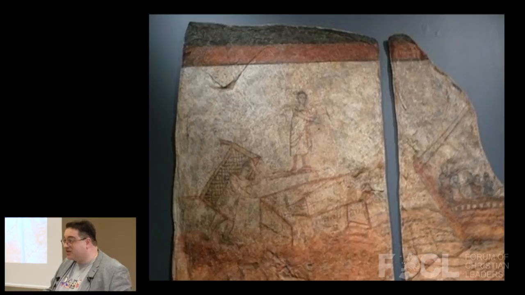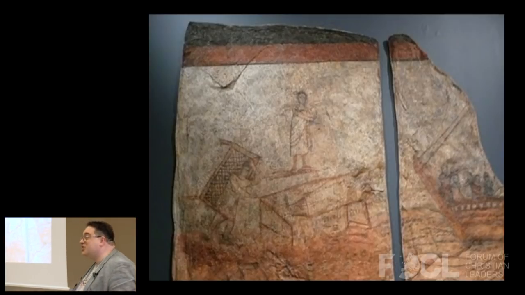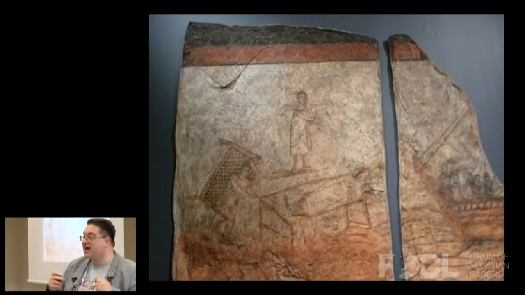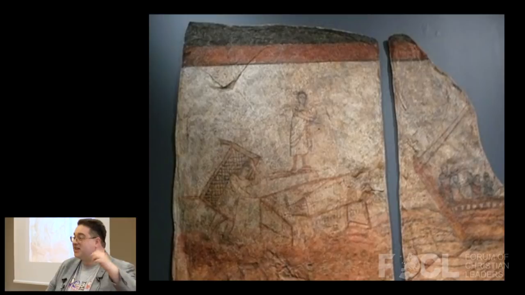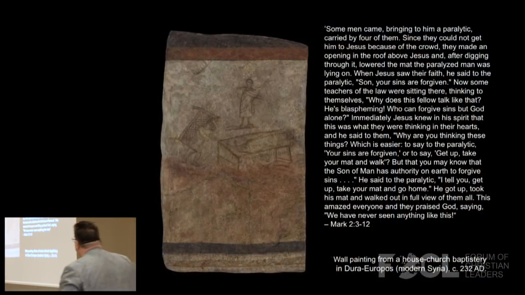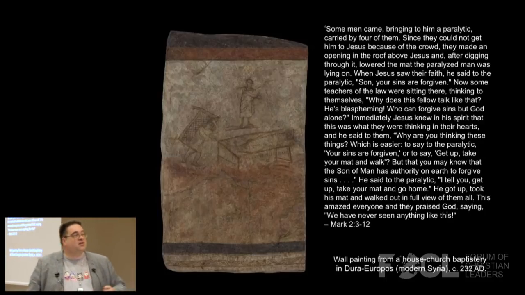But what this is evidence of is that there were people in the 3rd century who thought that that story was special and significant enough to pay an artist to paint it on the walls of their church in the baptistry. So that indicates to me that there were people in the 3rd century in Syria who thought of Jesus as someone who could forgive sins and therefore as divine. There's the story as it's given in Mark's Gospel.